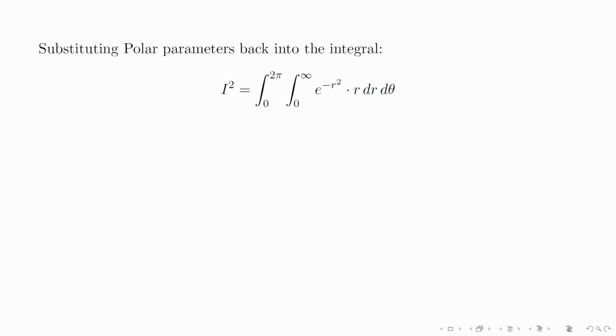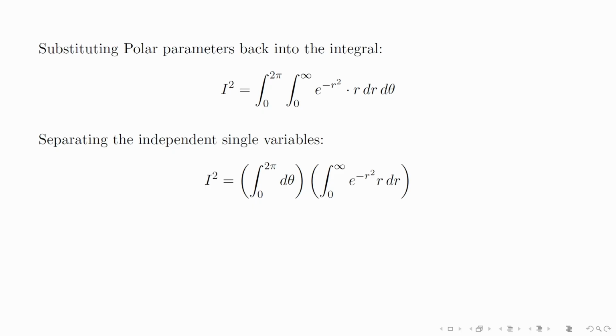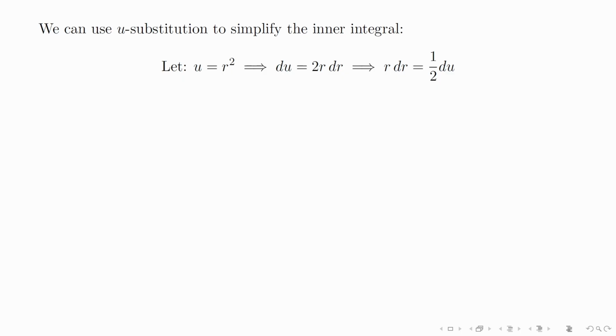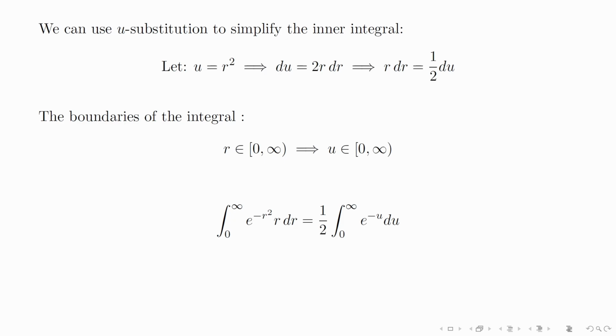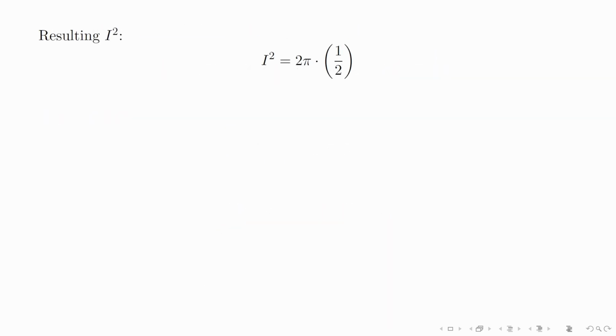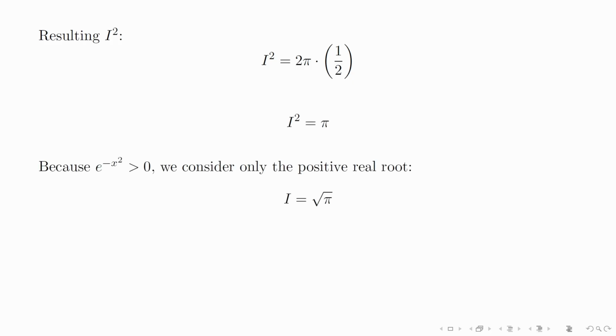Sit back and relax. Now we just finished the hard part and it's time to do the math on autopilot. After some simplification, we arrive at square root of pi. Simple. Now let's talk about the real deal.